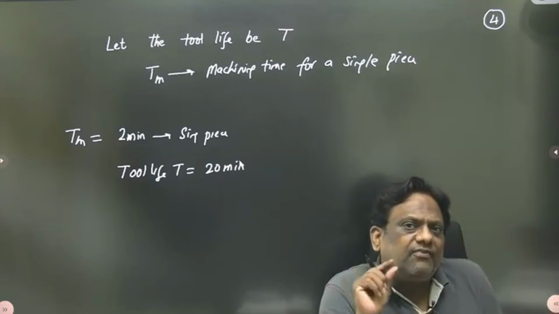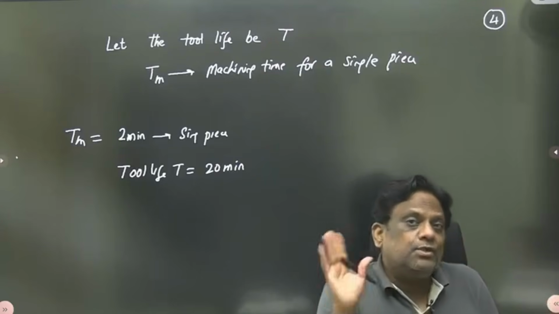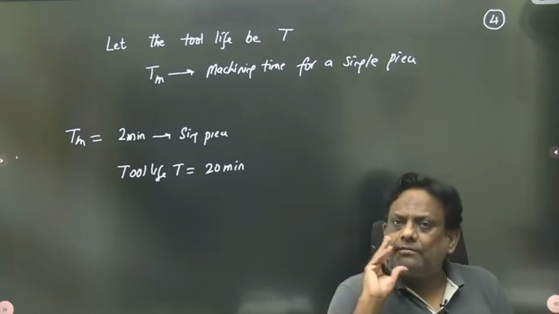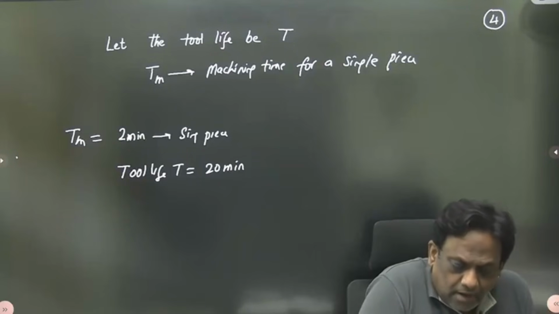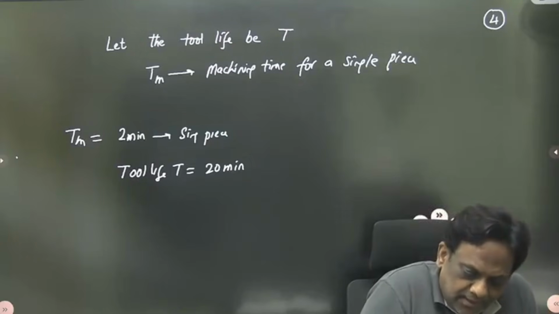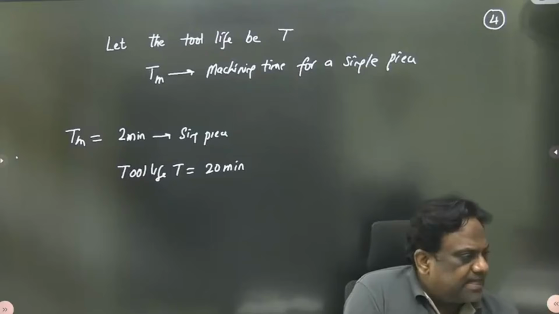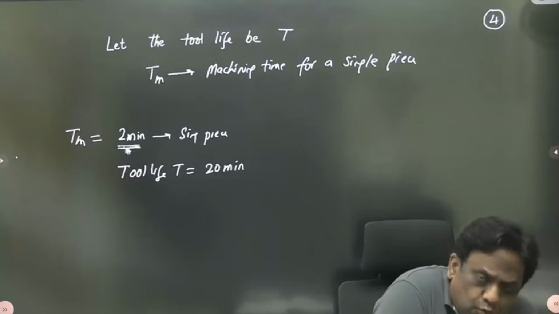Means after 20 minutes you have to change the tool. The tool life is over. So now you tell me, during that one tool life, how many components can be manufactured? For one component, it is taking 2 minutes.